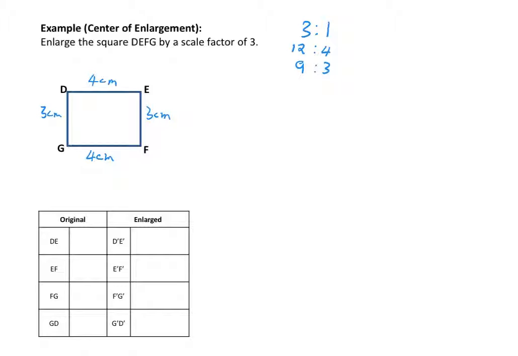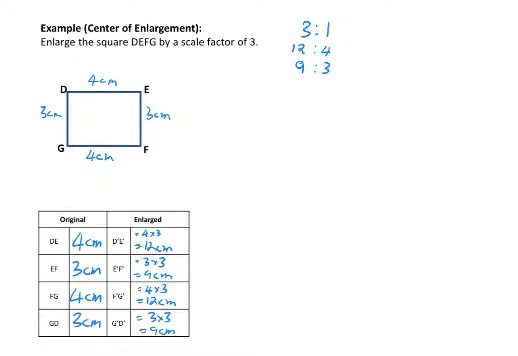So using that information, I can go ahead and fill out my table that's going to help me draw my enlarged image. So side D to E is 4 centimeters, E to F is 3 centimeters, F to G is 4 centimeters, and G to D is 3 centimeters. And my enlarged one, I'm going to go 4 times 3 equals 12. 3 times 3 equals 9. 4 times 3 equals 12. And 3 times 3 equals 9.